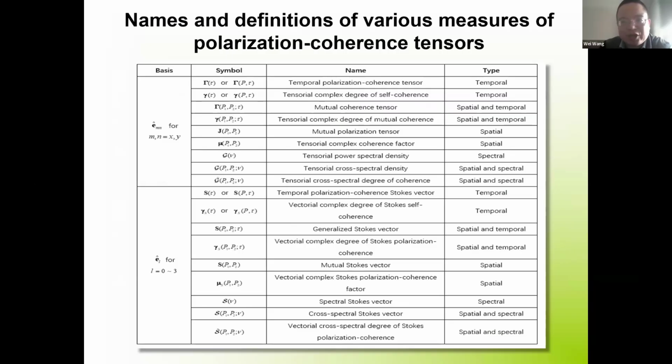So in this talk, I have shown you different definitions for various measures of polarization coherence tensors. Once we choose the E_mn as our basis vectors, we have one set of representations. Once we choose E_l for l equal to 1, 2, 3, we have another way to represent the polarization coherence phenomenon. These two different ways are quite equivalent, so it is based on our choice to characterize this phenomenon.